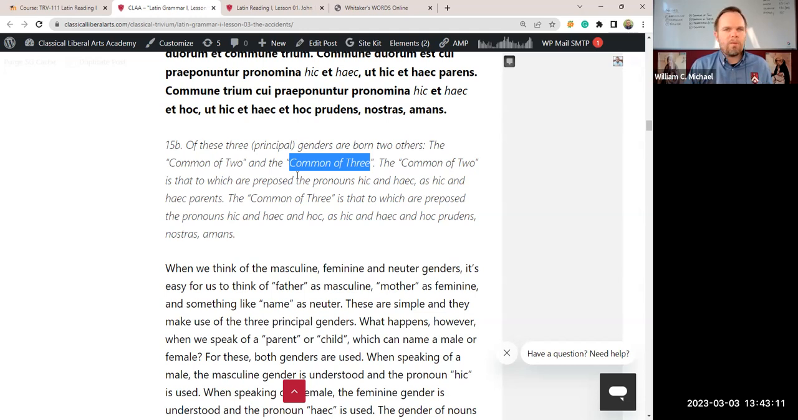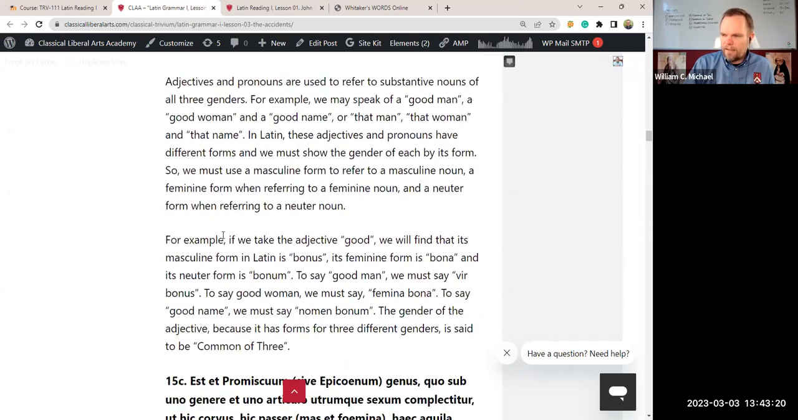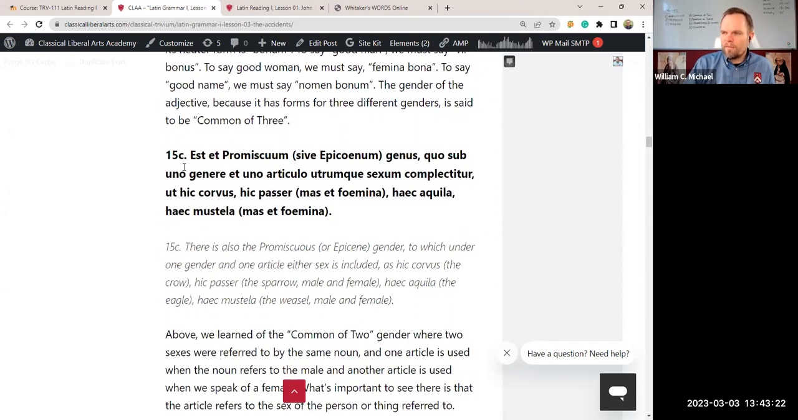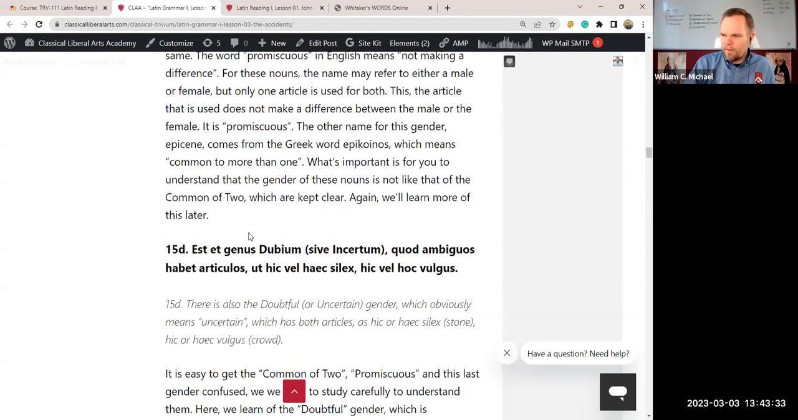So there are some words that will have all three genders. Common of two has masculine and feminine gender. Common of three has all three genders. And then if we go down here, we learn about two more. In part C of this rule, we learn about another gender called promiscuous or epicene. And then in the last part, we learn about dubium, doubtful, or incertum, uncertain.